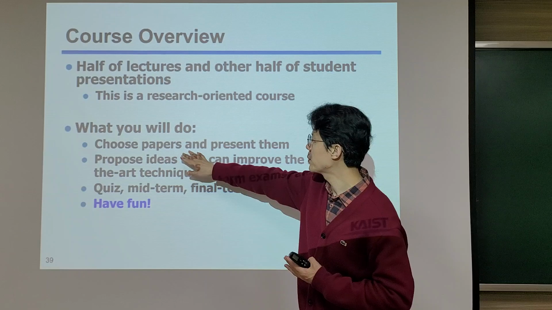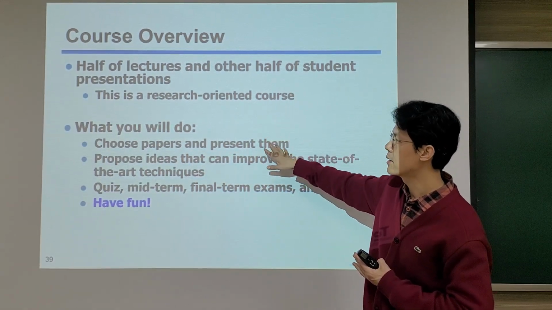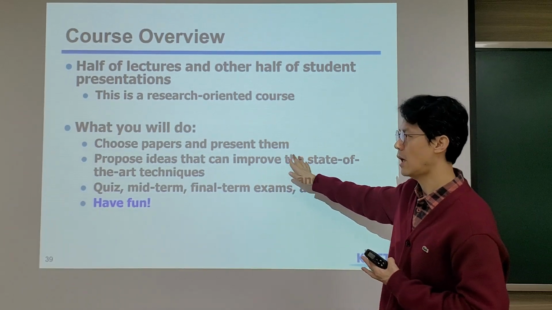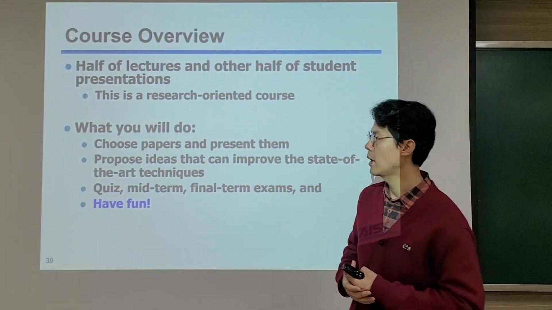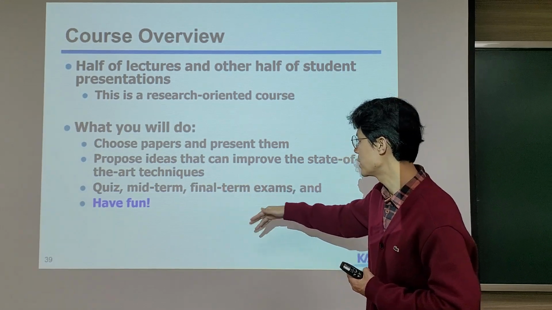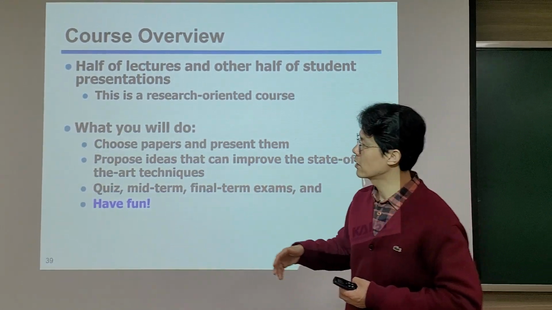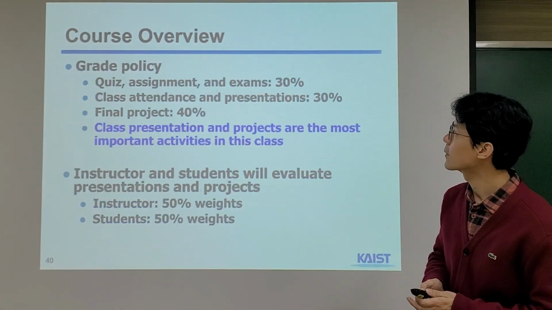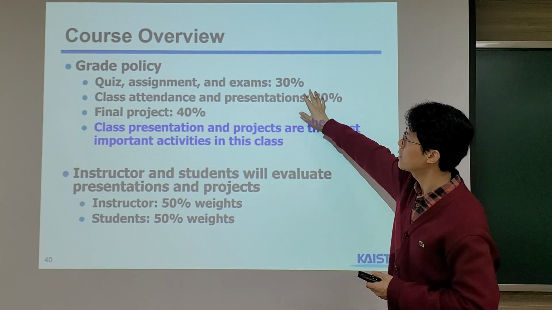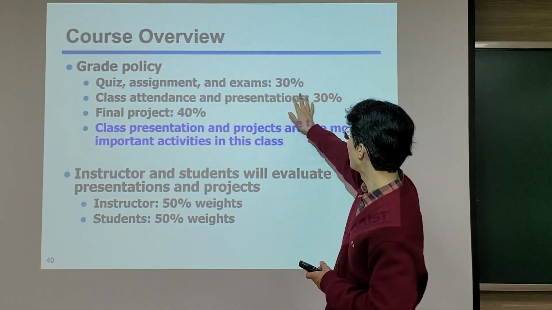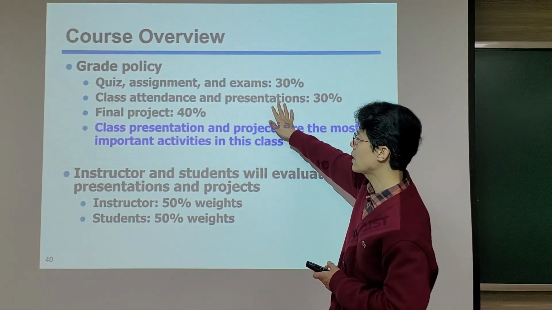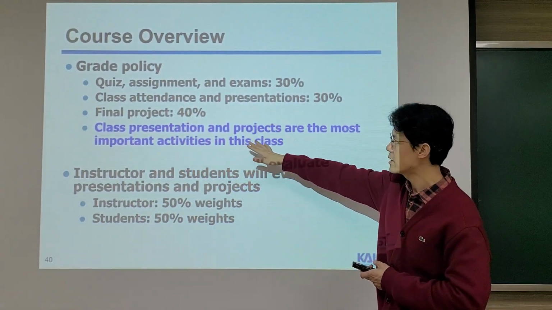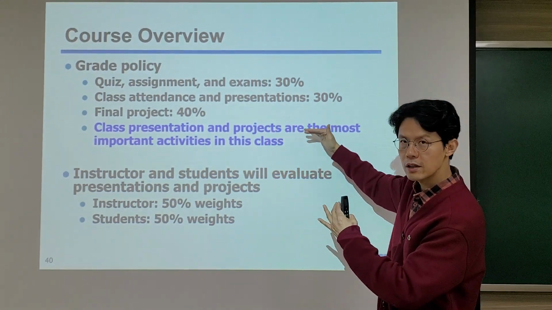You need to choose a paper and present it in the class, and I also wish that you can propose some ideas that can improve these techniques. And then we will also have some quizzes, a midterm and a final exam and so on. But the most important thing is that I wish that you can have some fun doing these kinds of activities. So this is the grading policy: 30% for the quiz, assignment, and exam, 30% for class attendance and presentation, and 40% for your final project. So basically, the class presentation and project are the most important activities here.